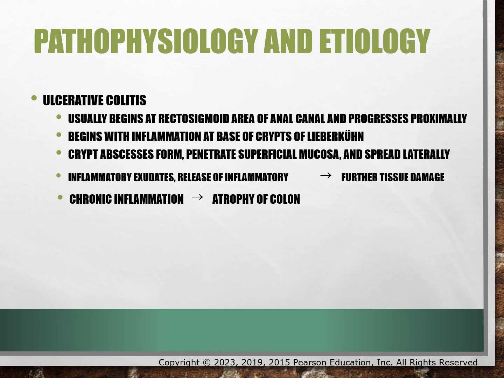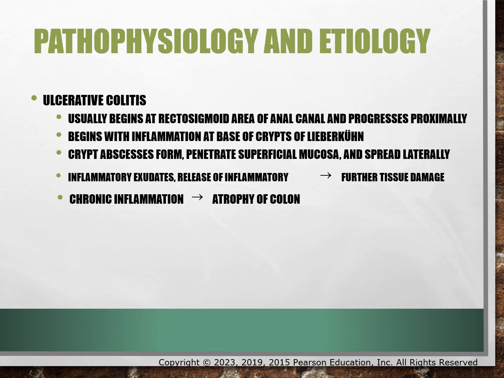The mucosa becomes red and edematous because of vascular congestion, friable, easily broken, and ulcerated. The mucosa bleeds easily and hemorrhage is common. Edema creates a granular appearance. Pseudopolyps, tongue-like projections of bowel mucosa into the lumen, may develop as the epithelial lining of the bowel regenerates.